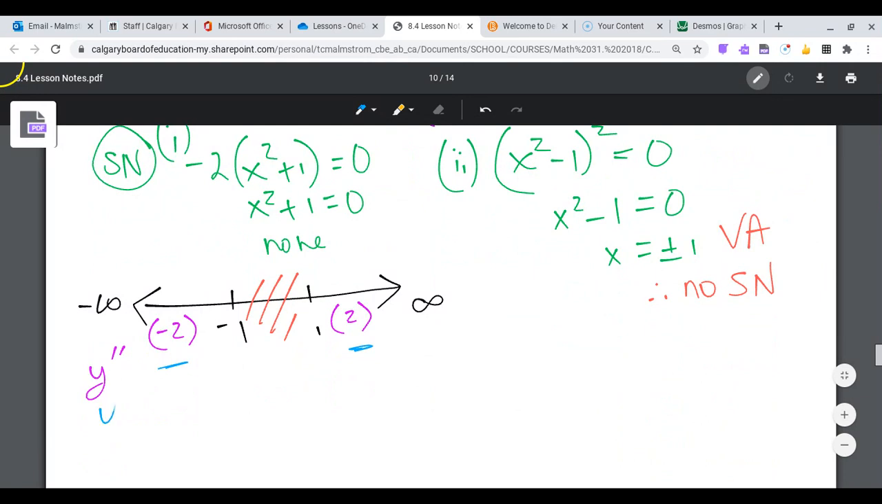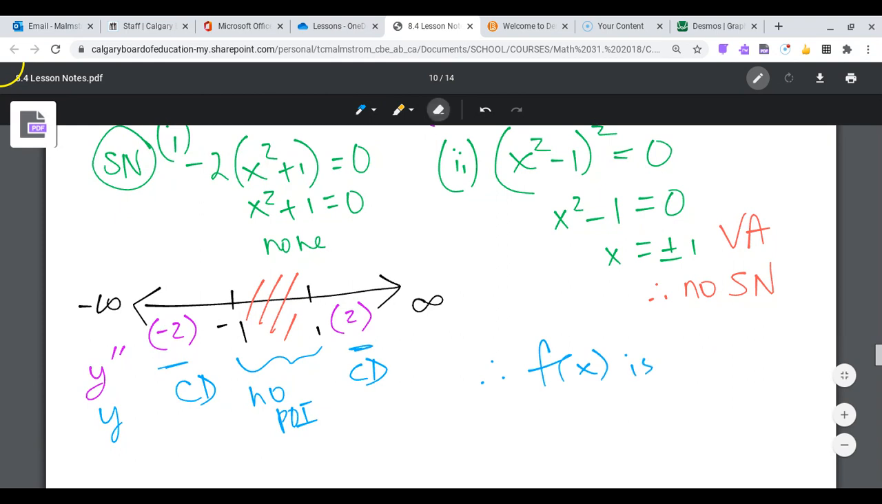Okay, so what does that tell me about my graph? It tells me I am concave down for the entire thing. And again, it's not possible to have points of inflection due to the restricted domain. We have this big gap in the middle there. Okay, so what do I know? That f of x is concave.